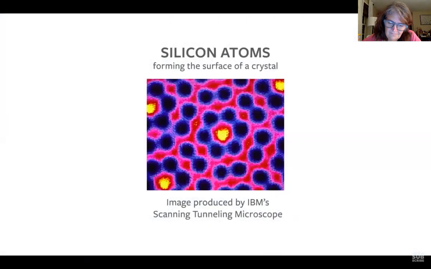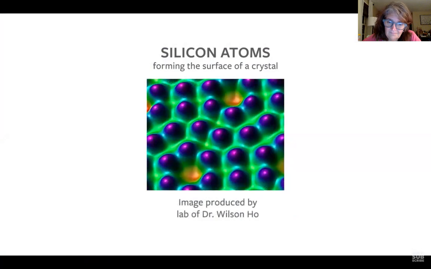This is an actual scan of silicon atoms forming the surface of a crystal. The colors here are artificial, but this is real data showing the actual pattern of silicon atoms arranged in the sample. Later work by Dr. Wilson Ho improved the technique and cleaned up the presentation of data. While, quote, feeling the atoms does give us good information, researchers still wanted more.